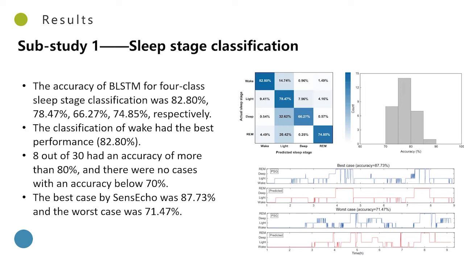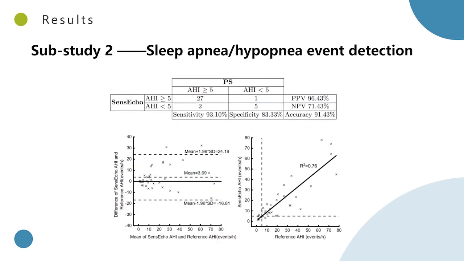Compared with PSG for sleep apnea or hypopnea event detection, SensEcho had a sensitivity of 100% in detecting AHI of 5 and above. The specificity, positive predictive value, negative predictive value, and the total accuracy were shown in the table. Compared with the CFDA-approved device for sleep apnea or hypopnea event detection, SensEcho had a sensitivity of 93.1% in detecting AHI of 5 and above. In addition, specificity, PPV, NPV, and the total accuracy were shown in the table.